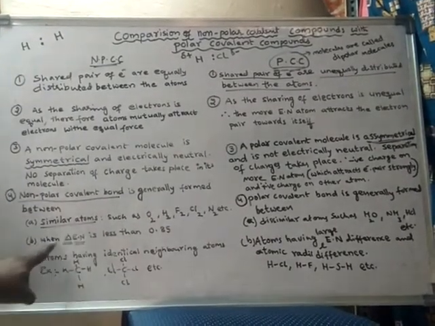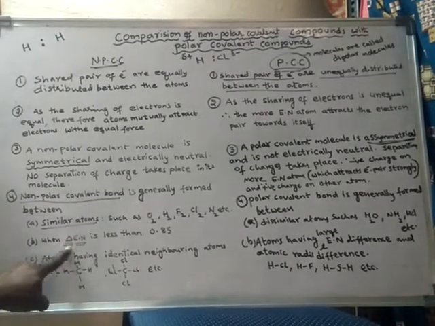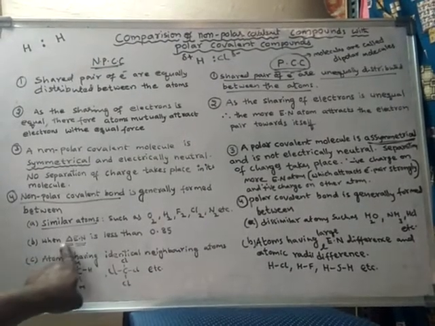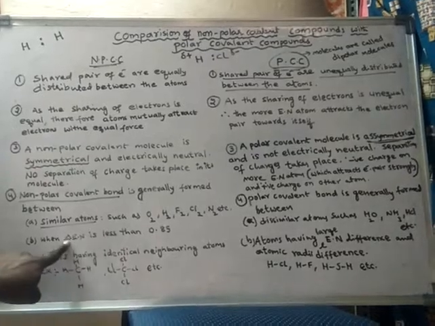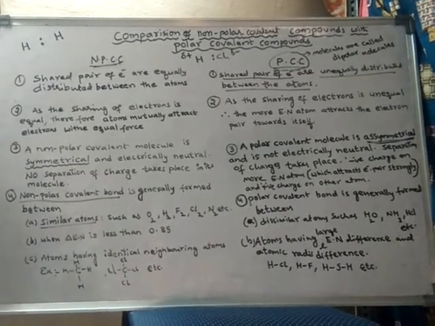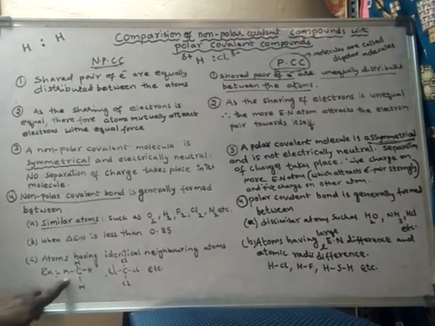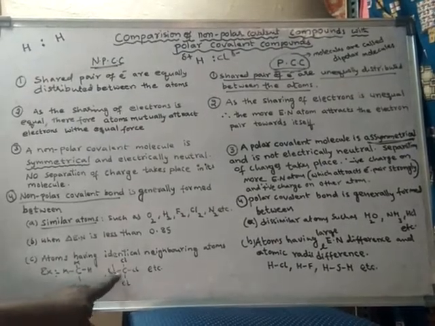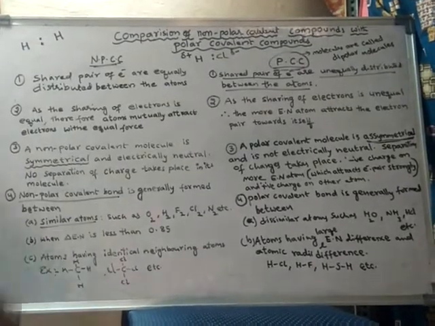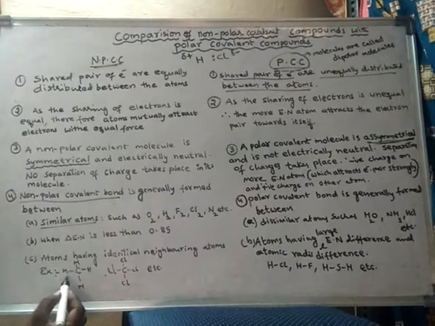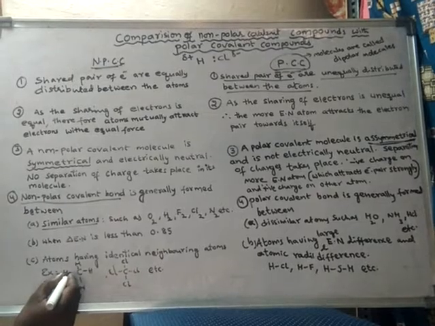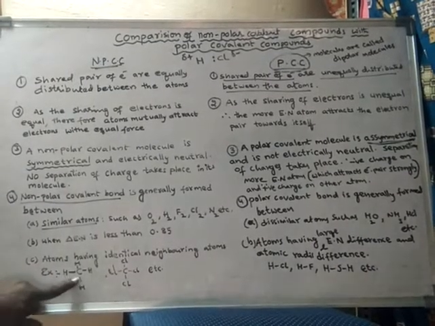Or else, when the difference in electronegativity, delta means difference, so the difference in electronegativity is less than 0.85. For example, take CH4 or CCl4. So what is happening? The difference between these two. For example, CH4. In CH4, this is a bond. This is also another bond. This is also another bond.